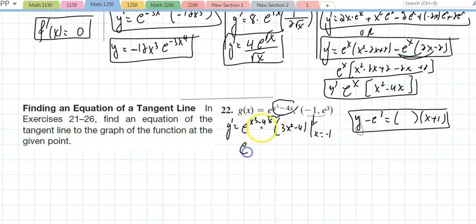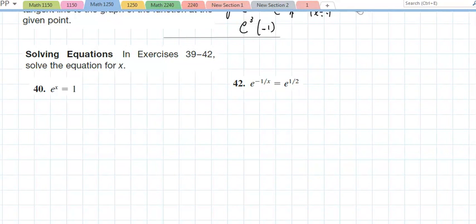I'm looking at e to the third power, negative 1 plus 3, times a negative 1 in there. 3 minus 4 is a negative 1, so that's negative e to the third. And there it is.